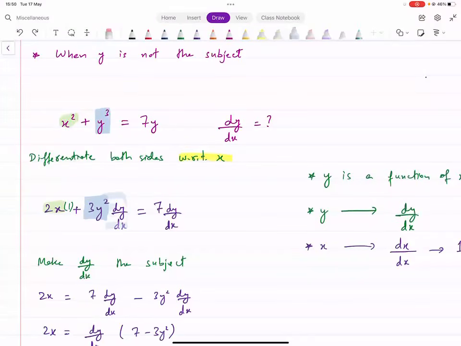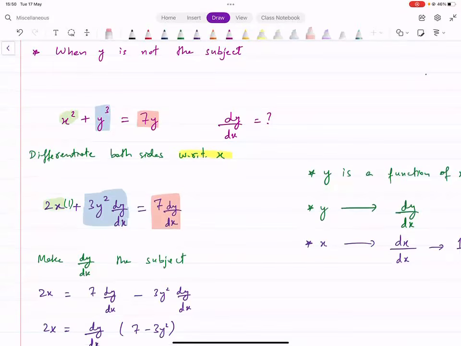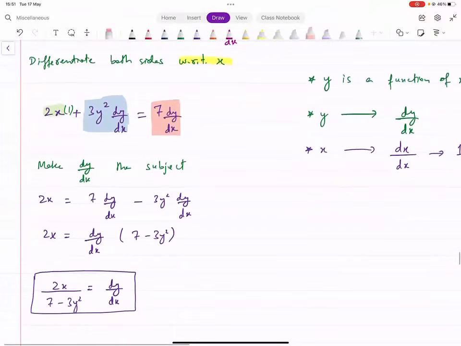Okay, all right. And then what do you have on the right side? On the right side, you've got 7y. What's the derivative of 7y? 7 is a constant, that stays as it is. Y का derivative क्या है? That's dy over dx. So that's the first thing you do, differentiate everything with respect to x. Once you've done that, you take dy over dx terms on one side, everything else on the other side, आप dy over dx को subject बना लेते हो, and that gives you the derivative.